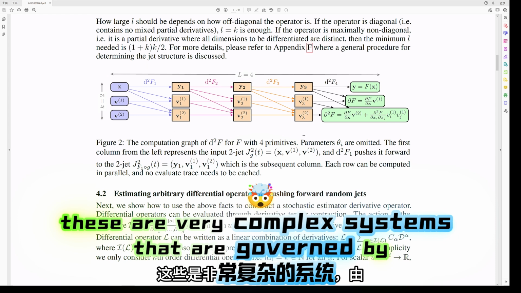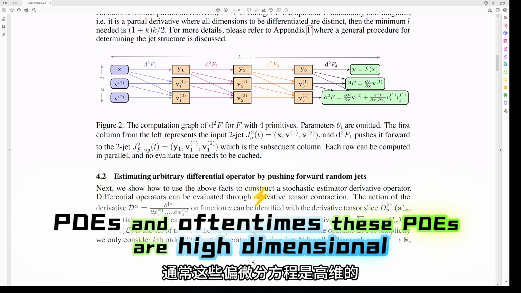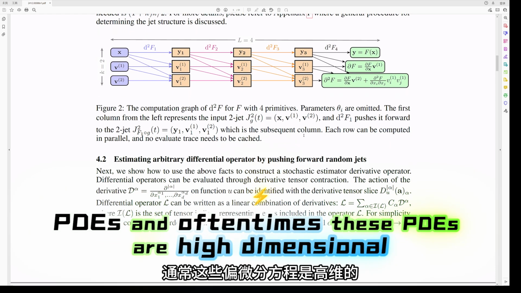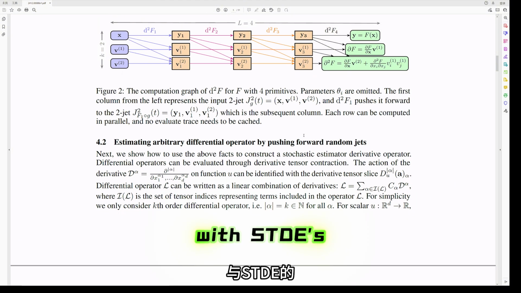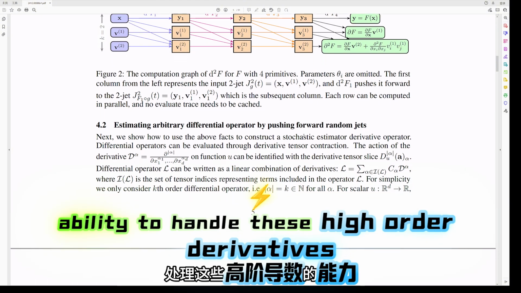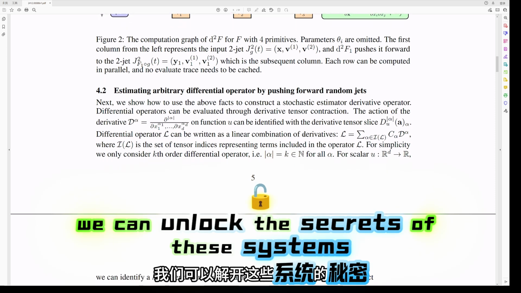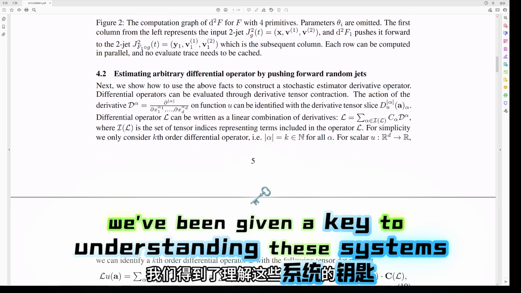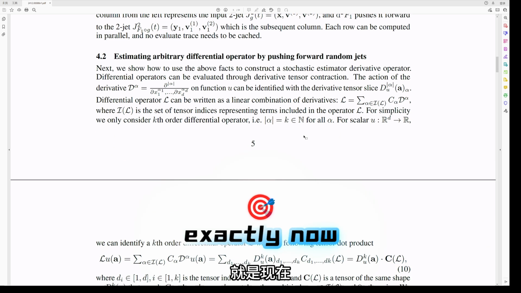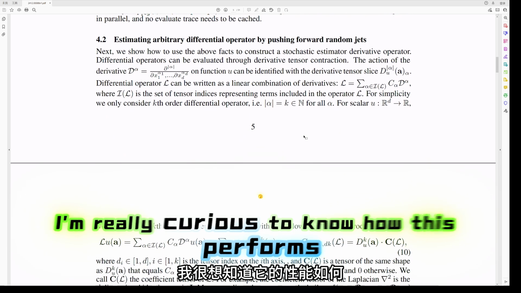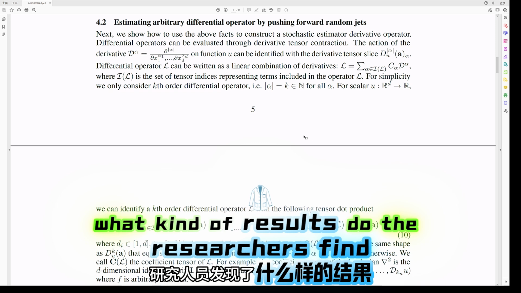Absolutely. These are very complex systems that are governed by PDEs, and oftentimes these PDEs are high dimensional. So with STDE's ability to handle these high-order derivatives and this high dimensionality, we can unlock the secrets of these systems. So it's like we've been given a key to understanding these systems. Exactly. Now I'm really curious to know how this performs in practice. What kind of results did the researchers find?